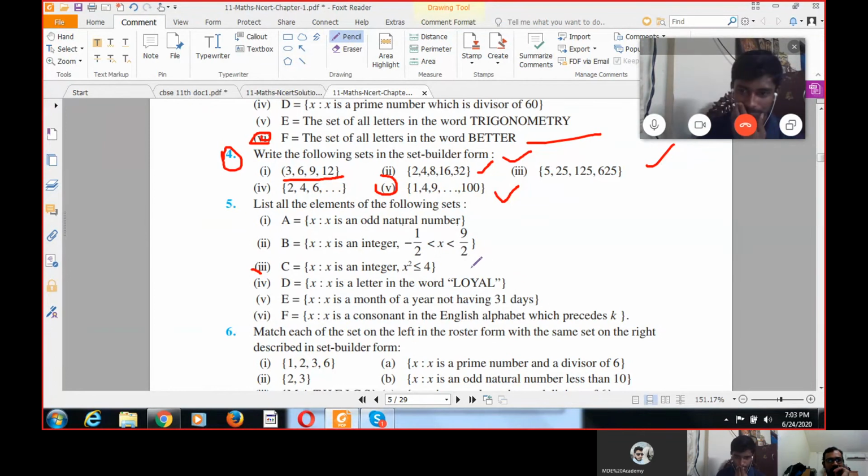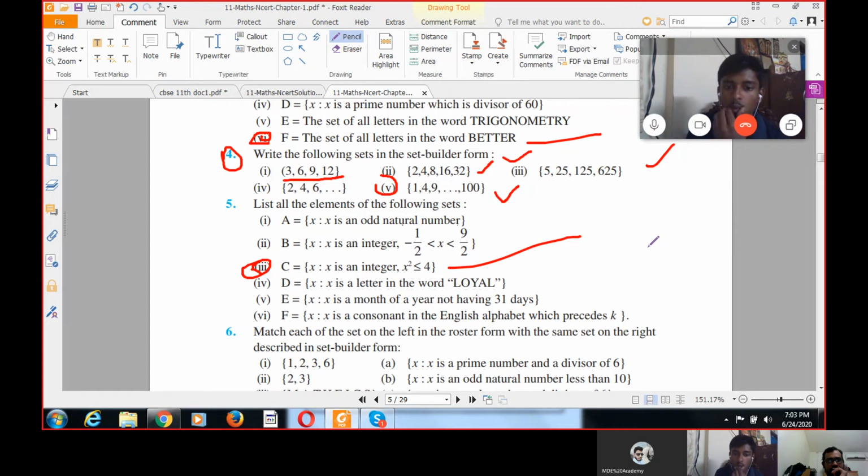Do this problem. C is equal to x such that x is an integer, x square less than or equal to 4. List all the elements of the given set-filter form. You want to do it in roster form. Tell me the answer. Don't do it just orally, use it. What is the answer?